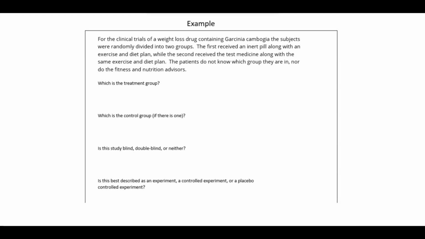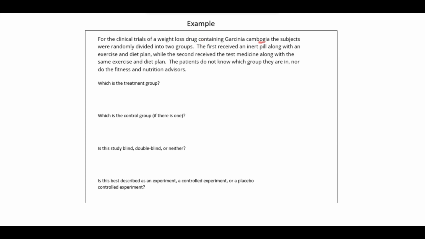Let's discuss for a moment the types of experiments there are. In this case, we have clinical trials of a weight loss drug, and subjects were randomly divided into two groups. Okay, so that suggests some kind of experiment. Typically, drugs are experiments. The first group received an inert pill along with an exercise and diet plan, while the second received a test medicine along with the same exercise and diet plan.